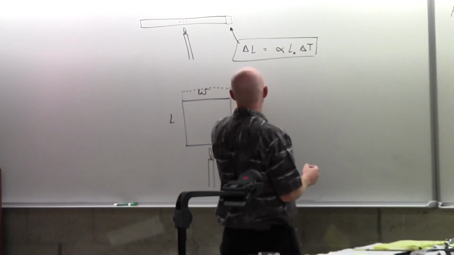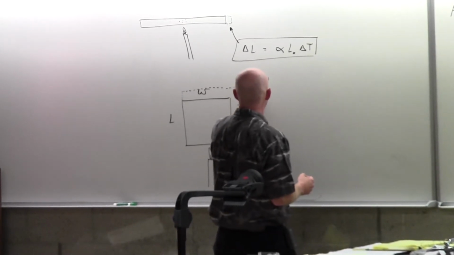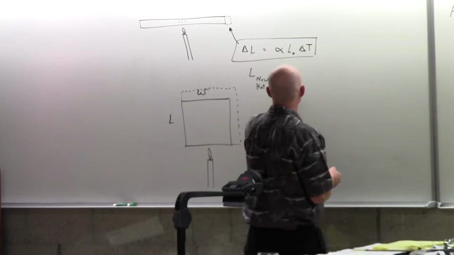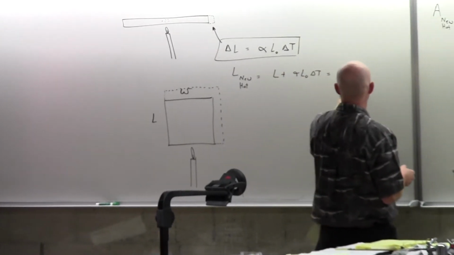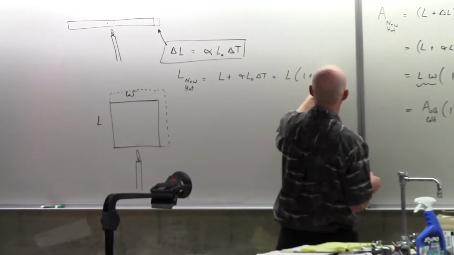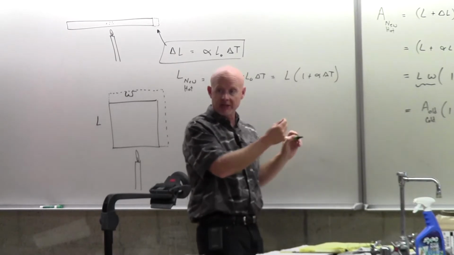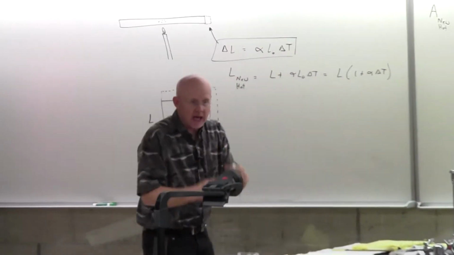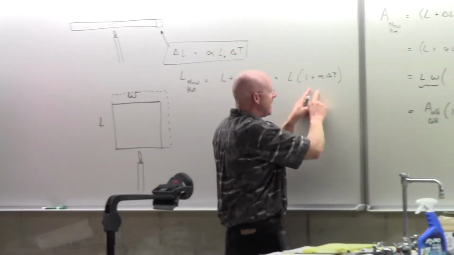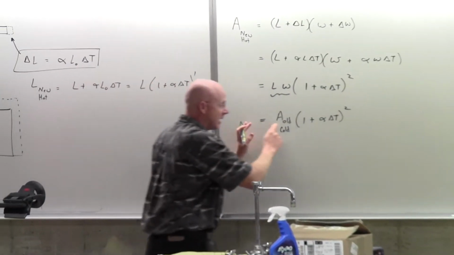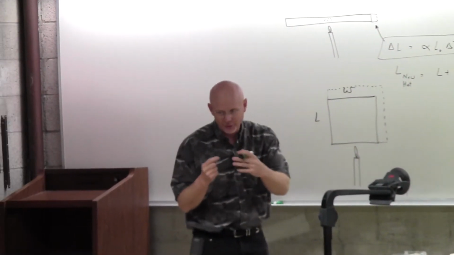Maybe it's worth comparing it to the new length. If I said L new, that is L when it is hot, it would be the original plus how much did it grow, which would be the original 1 plus alpha delta T. So this 1 plus alpha delta T is a fraction, if you will. It is a measurement of how many times did it get bigger. And so notice when we're talking about a length, it's only to a power of 1. When we're talking about an area, it's a power of 2. Guess what will happen if we do volume?